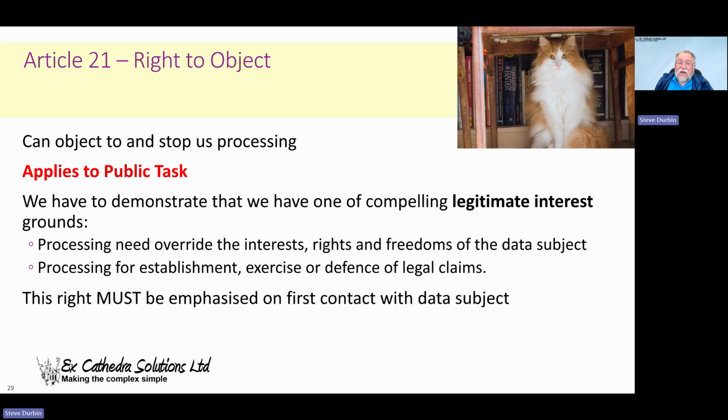Anyway, there you go. Okay, so you need to be clear on why your processing needs to happen. It's got to be a strong enough test, and there's a standard test for this. Again, I've got a form for this if you really want it, to go through and fill in. Obviously, I help my customers create these. You have to emphasise the right to object on first contact with the data subject. It's got to be not just in your privacy notice, but actually on your form saying you've got a right to object. Okay.